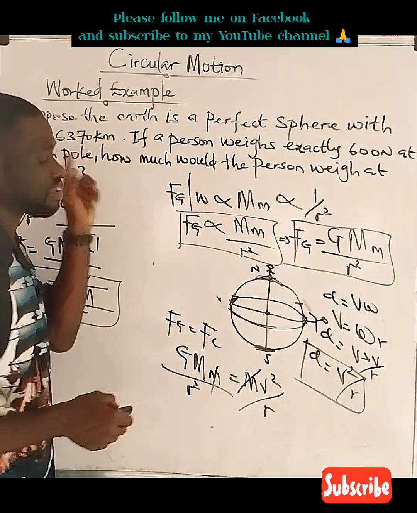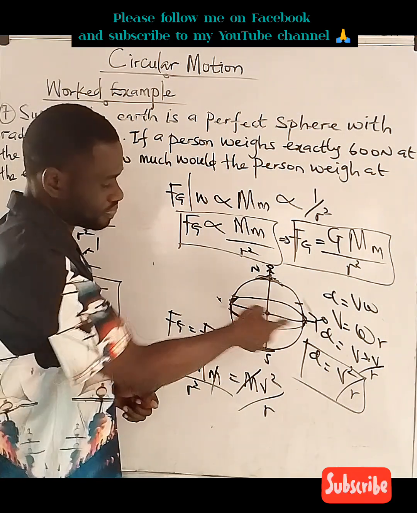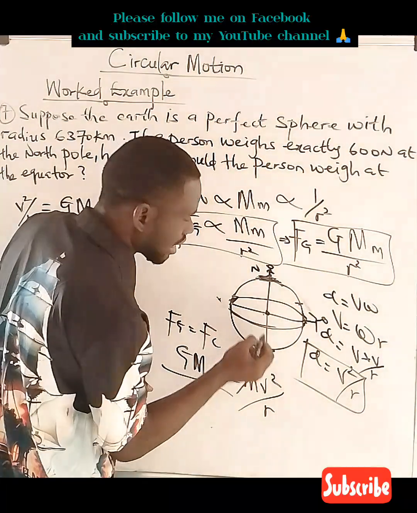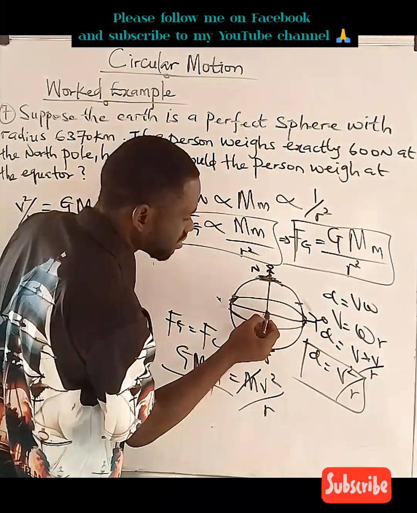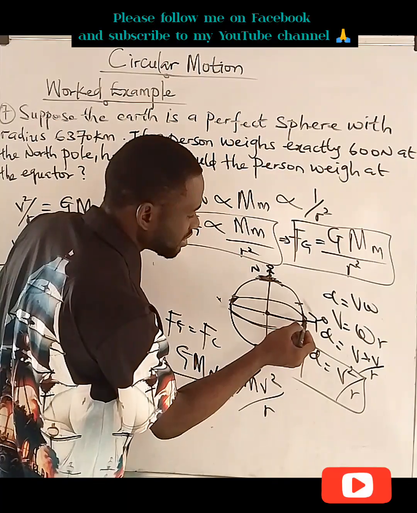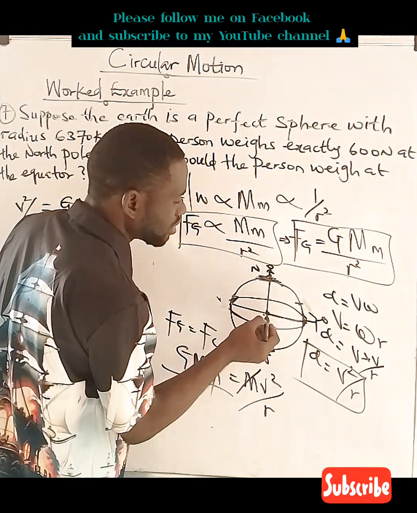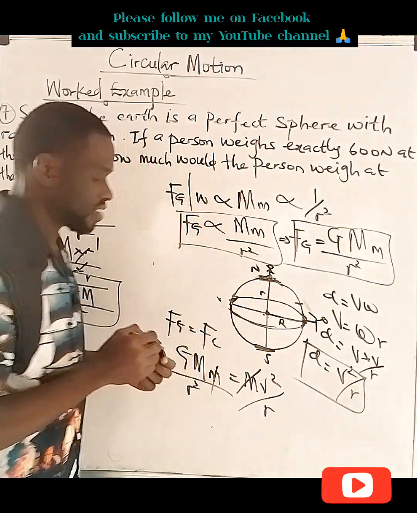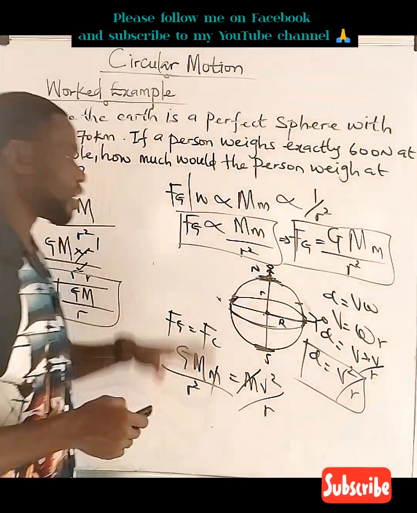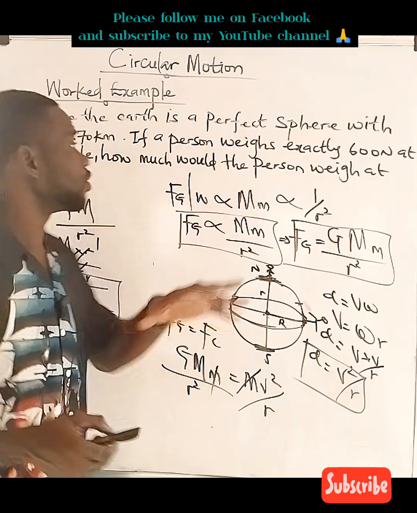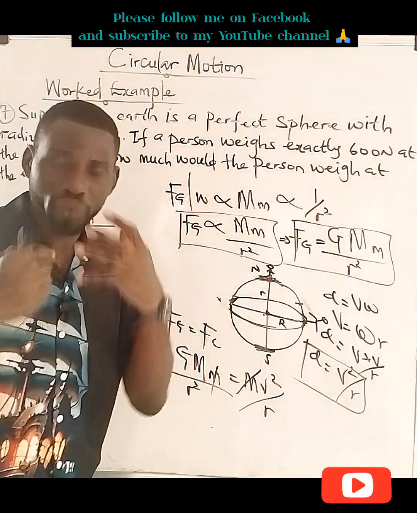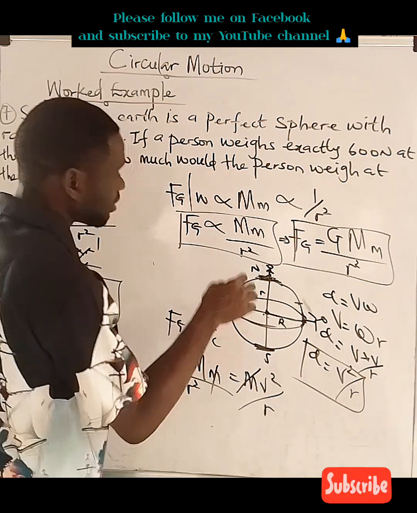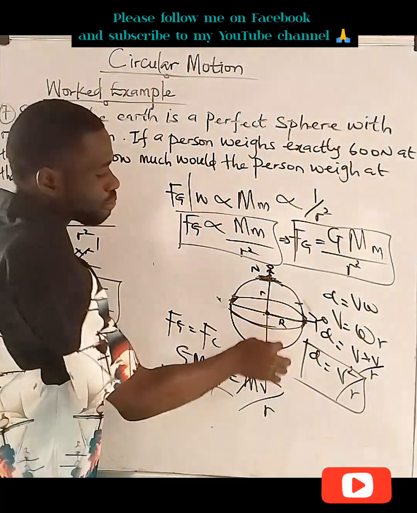As you can see, the 6370 kilometers is from the equator. This place is flat, and here also is flat, so you cannot expect the same radius. The radius from the center to the equator is a bigger radius compared to the radius from the center to the pole, which is a smaller radius. So we're going to be looking at the kind of gravitational force that will be involved when a given body is on the poles and when a given body is at the equator.